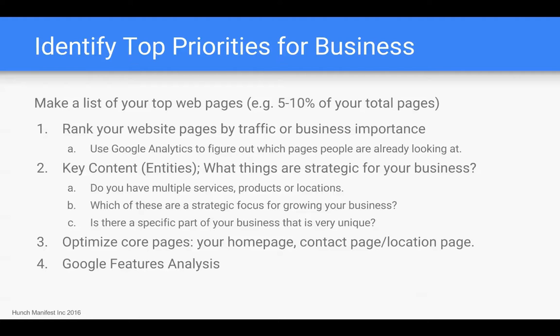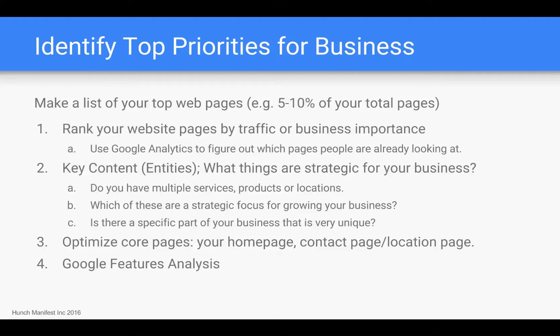the top priority pages. A second angle to look at when you're trying to prioritize a roadmap for a client is to understand what is the key content and the entities that are strategic to the business. Does the business have multiple service, products, or locations? And what is it that the company really sells? Which of those are a strategic focus for growing the business? Is there a specific part of the business that is very unique? This is a sort of entity-based approach. So become somewhat of the go-to repository for whatever it is that's key to your business.